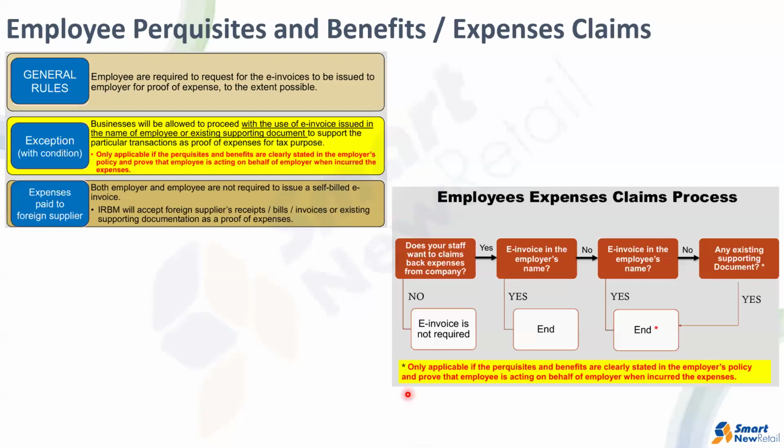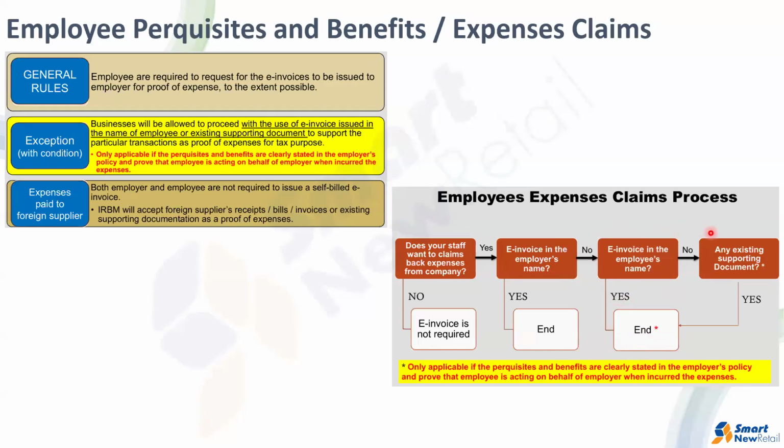Okay, so this is the claim process. Does your staff want to claim back the expenses? If your staff doesn't need to claim it, then no invoice is involved. But if he wants to claim it, is the invoice under the staff name? If yes, then nothing needs to be done. If not under the employee name, is the billing under the company name? If yes, then nothing needs to be done. If it's not under the company name, is it under your staff name? If yes, nothing needs to be done also.